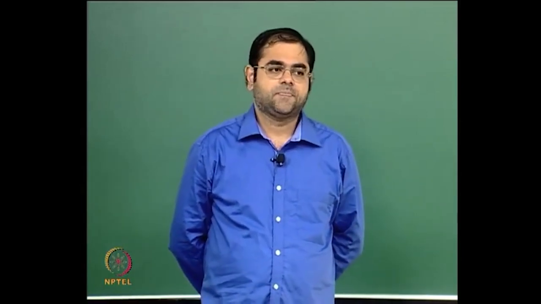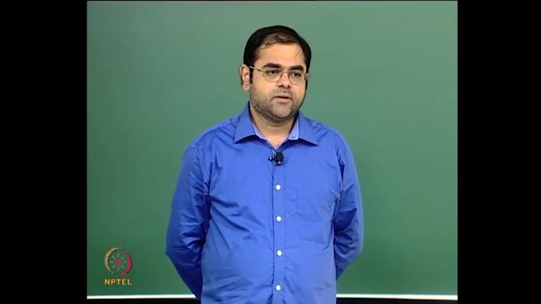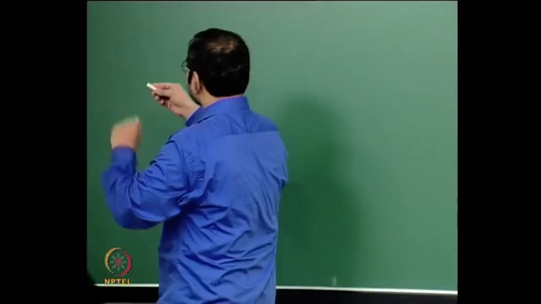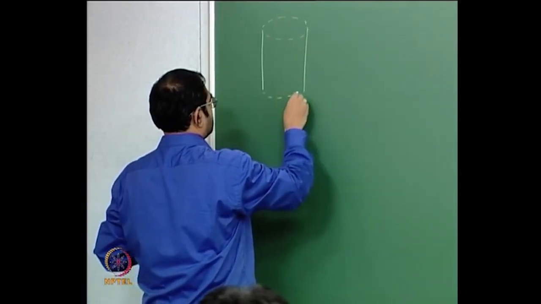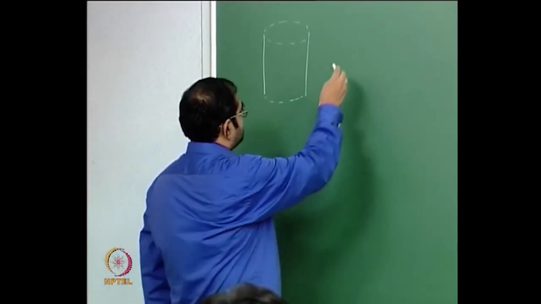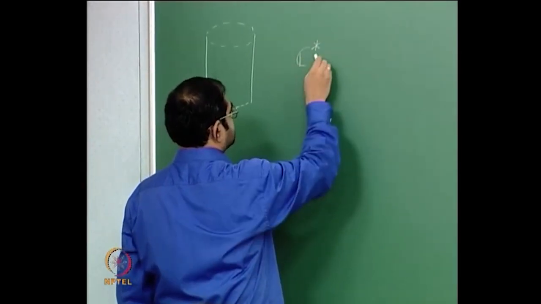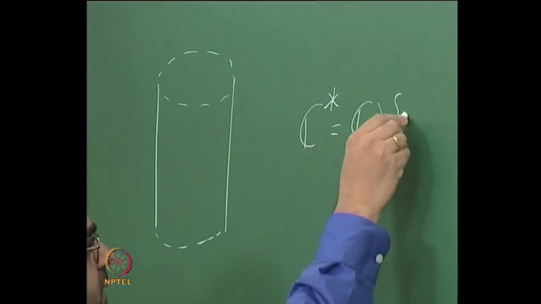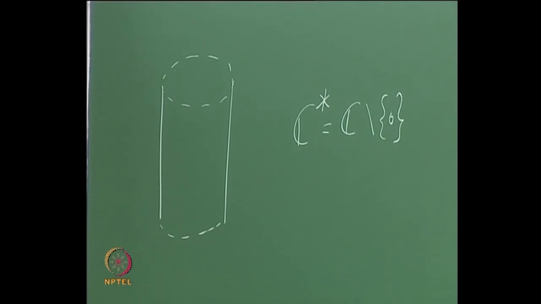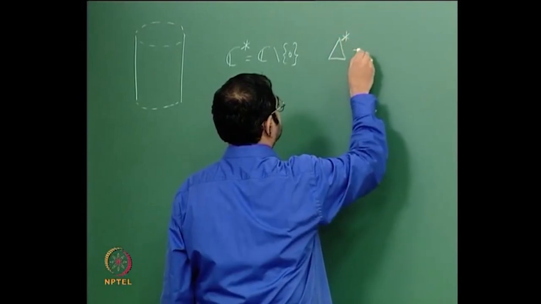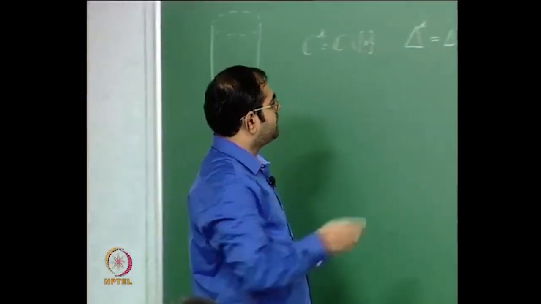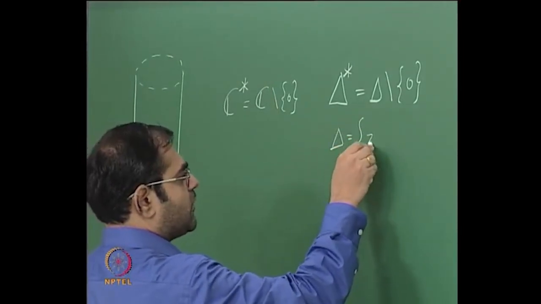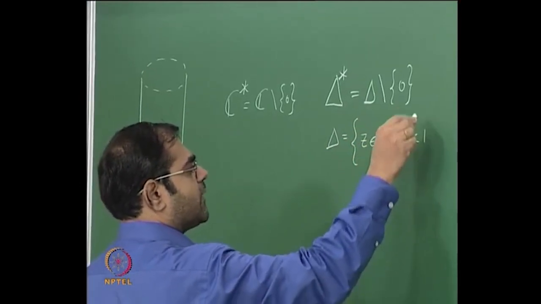Welcome to this sixth lecture. In order to motivate what I am going to do in the next few lectures, let us look at a particular example. I take the cylinder, and on the other hand I also take C star, which is the set of non-zero complex numbers, and then I can also look at delta star, which is the unit disk minus the origin. So this is the punctured unit disk, where of course delta is the unit disk, namely the set of all complex numbers such that mod z is less than 1.